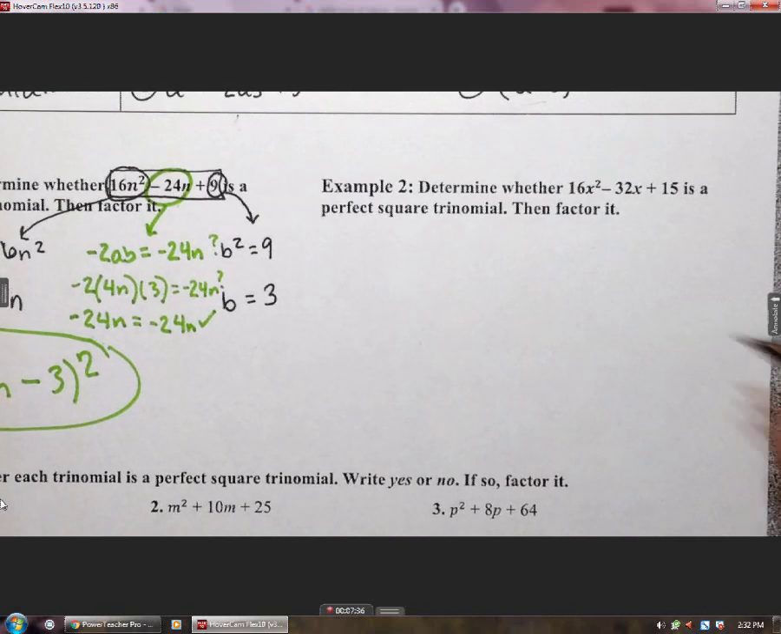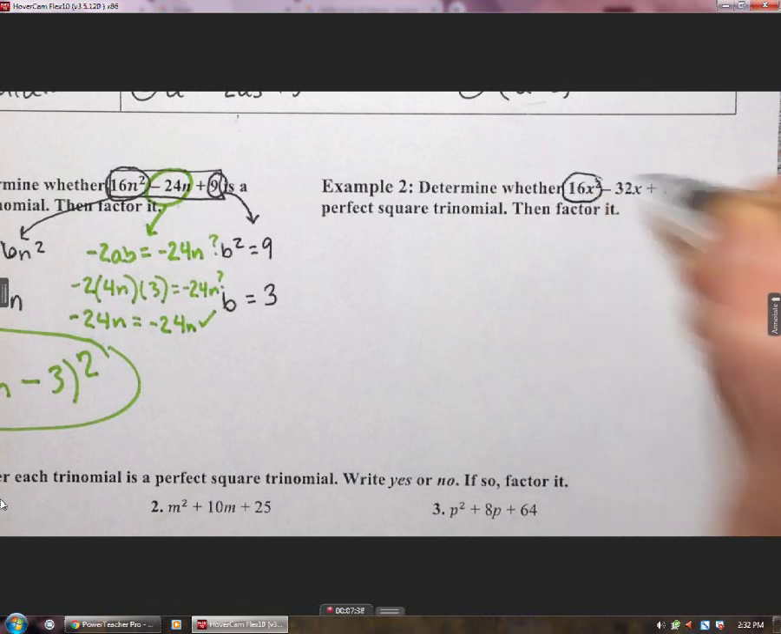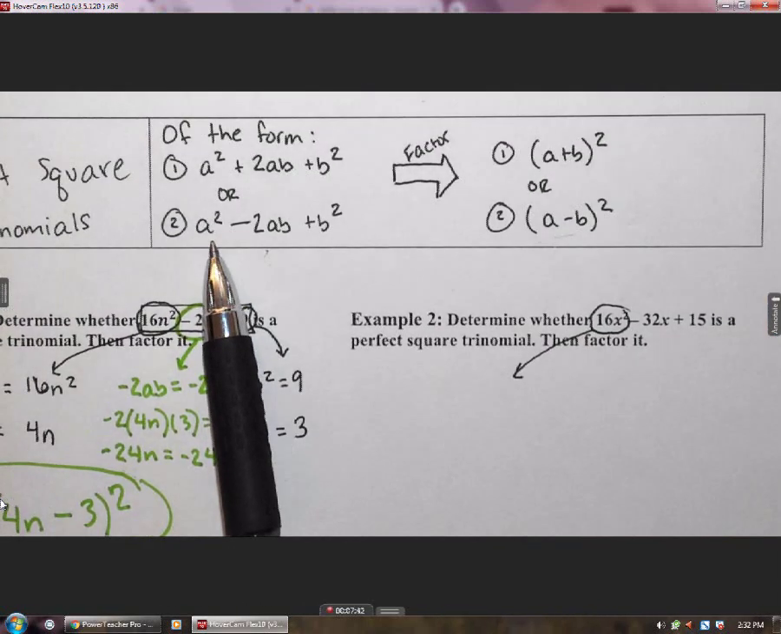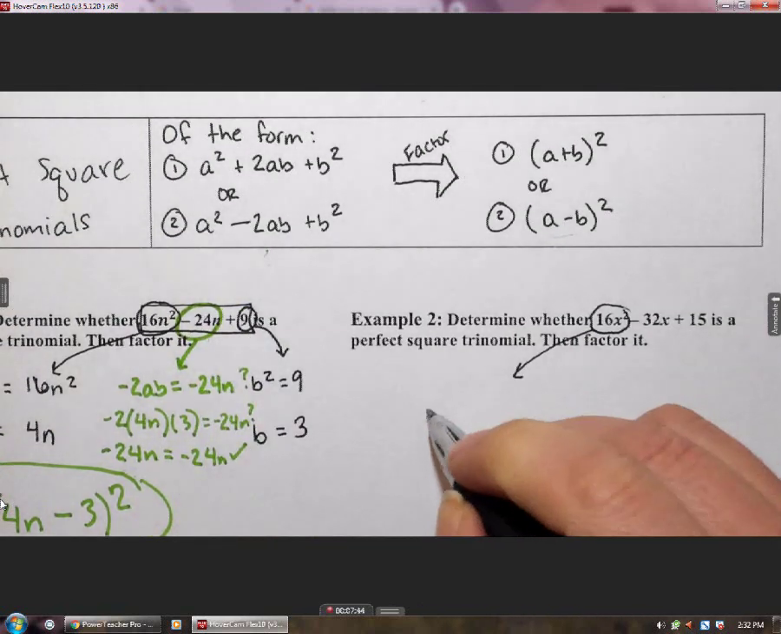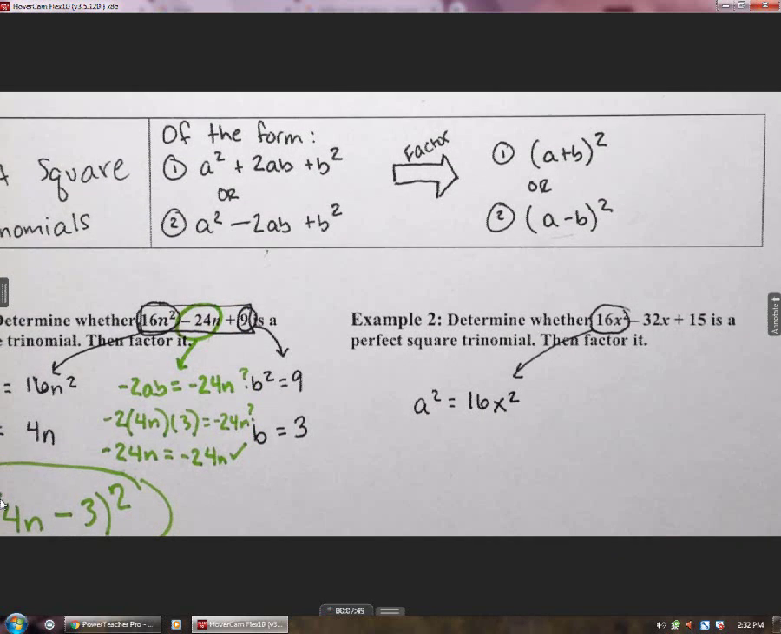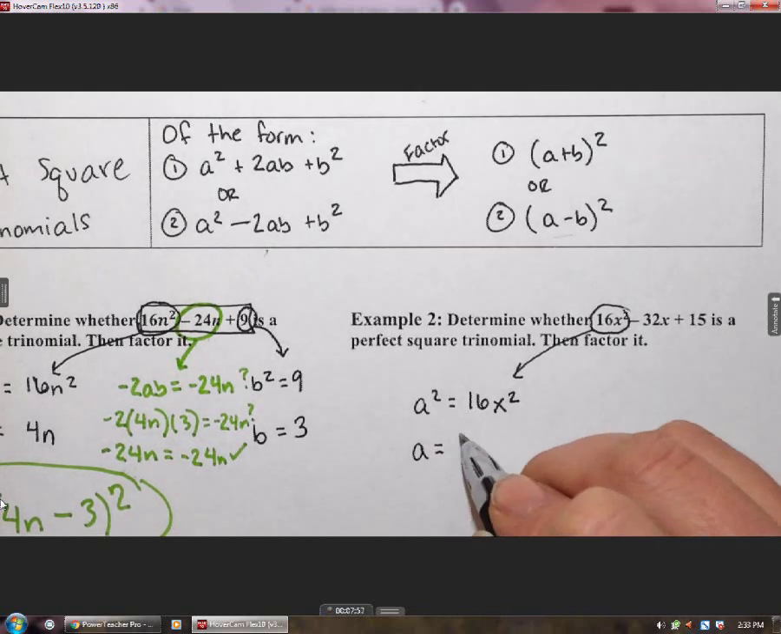Let's try this one. 16x squared. I'm going to do the same thing. I'm going to test it to see if it looks like a squared. So I'm going to say a squared equals 16x squared. Are 16 and x squared perfect squares? Yes. So a equals what? 4x. Good.